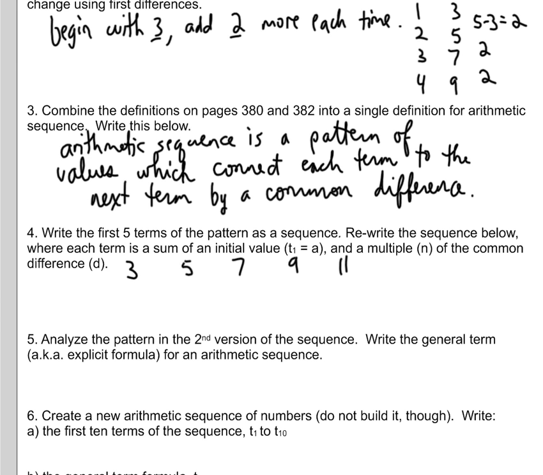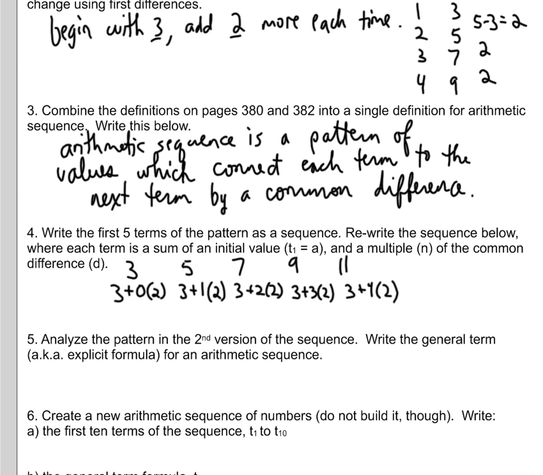Rewriting them where each term is a sum of an initial value and a multiple of the common difference. Well, the first term, we don't add anything to it, so we'd add 0 2's. The next one, 5 is 3 plus 1 2. 7 is 3 plus 2 2's. 9 is 3 plus 3 2's, and 11 is 3 plus 4 2's.